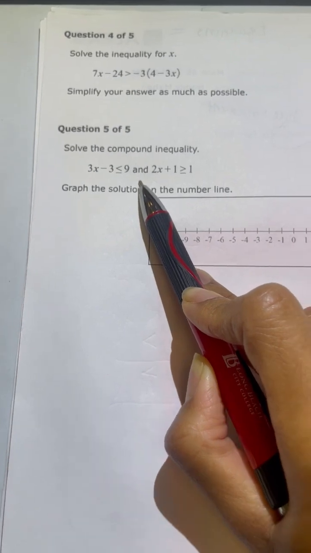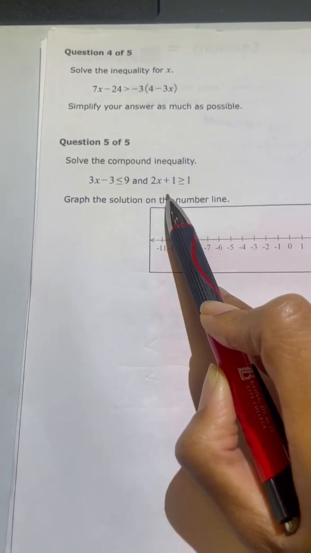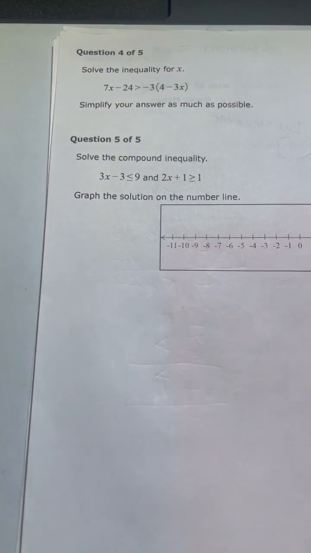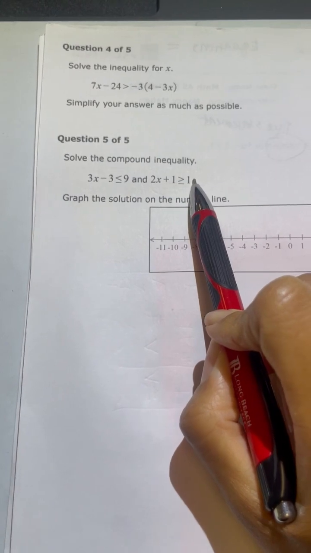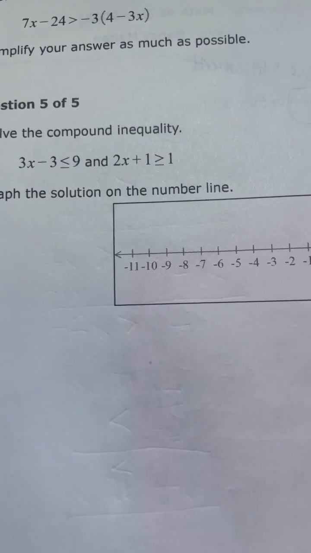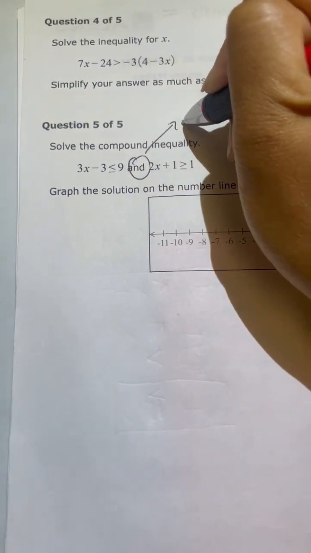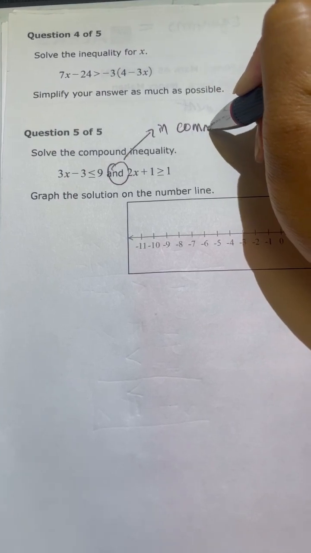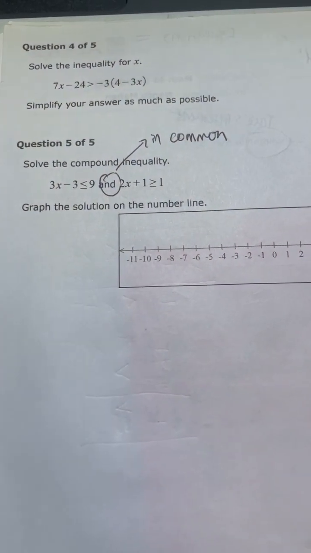So when it says and, that means that both equations, if you want to find the common answer between both equations, right? It's like, what do me and Tim have in common, right? So the word and means in common. So you want to find the answers that these two equations have in common.